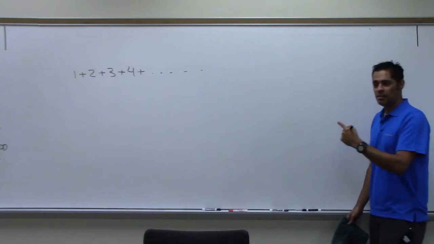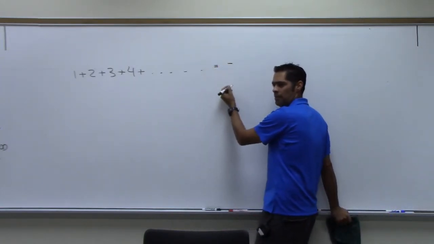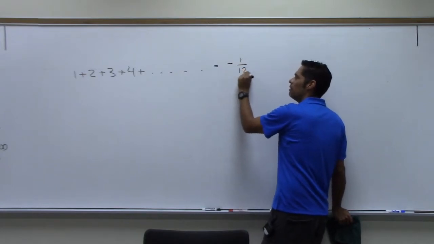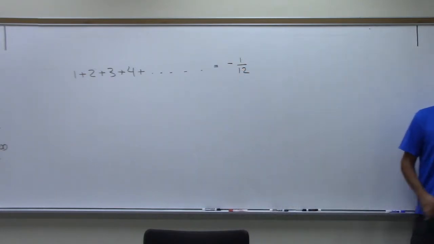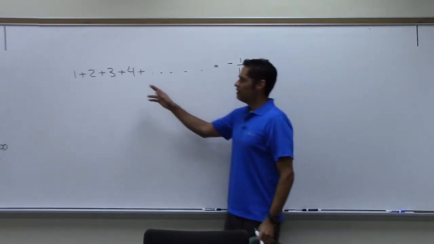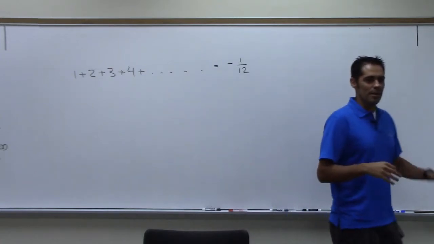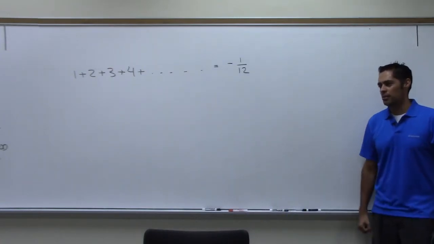Y'all know what this one is? Negative 1/12. Does that make any sense? No. That makes no sense, right? You have a bunch of positive numbers, you're adding them up, they're getting bigger and bigger, you do it forever, and it gives you a negative fraction.